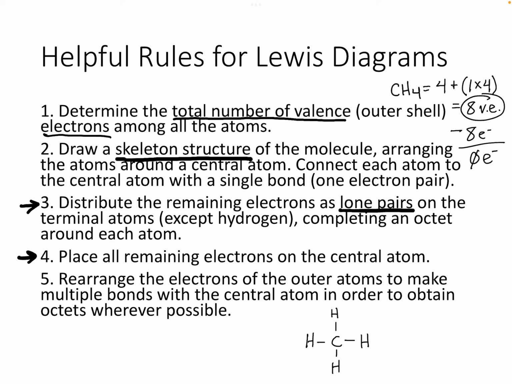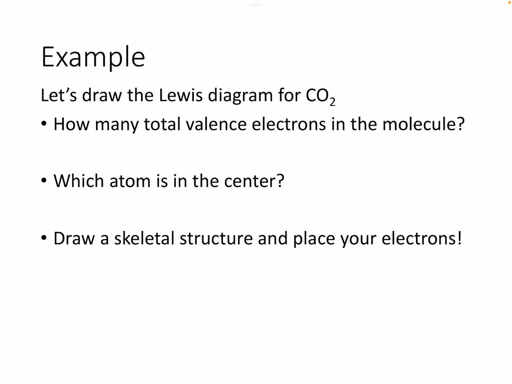And then the last thing we'd want to do is rearrange any electrons that could make multiple bonds with the central atom. So if your central atom still doesn't have an octet, we could move some electrons around to make sure that it does have an octet. So that might result in a double or triple bond. So let's practice this set of rules.